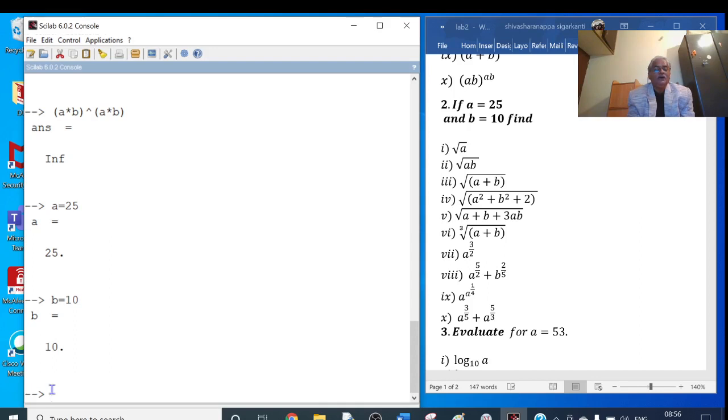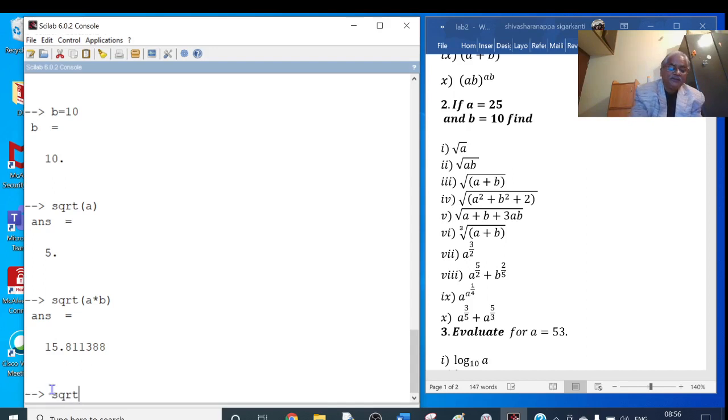Root of a. In Scilab, to find the root of a, the command is sqrt. You have to write sqrt in small letters. Open a bracket, within that bracket type a, close the bracket. Square root of a is given by this command. It is equal to 5. Second one, square root of ab. Sqrt, open bracket, a star b. This is square root of a into b. 15.81 something.